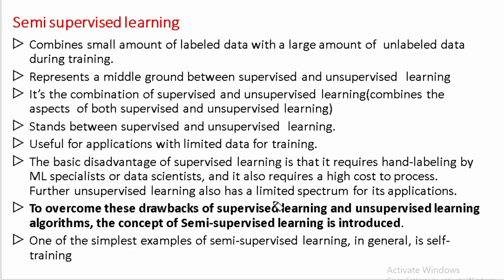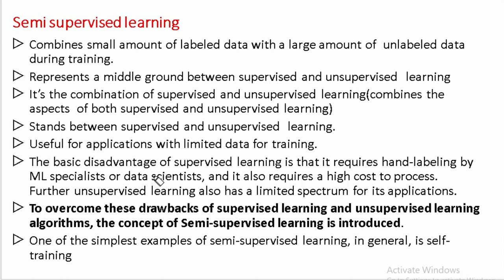So from the previous examples, you might have understood what semi-supervised learning is. Actually, it combines a small amount of labeled data with a large amount of unlabeled data during training. There are certain applications like speech recognition, where all speech signals cannot be labeled. It is very difficult to do in such cases. So in those cases where there is a limited amount of data available for training, we can use the semi-supervised learning method. This method is introduced to overcome the drawbacks of supervised learning and unsupervised learning.